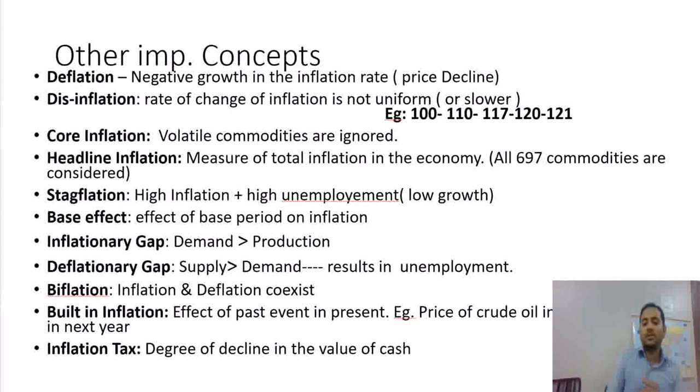Biflation, bi means two, inflation and deflation coexist. And built-in inflation, because of any past event. If inflation is rising in this year, let's take an example. This year price of petrol is very high, so transportation cost will be higher, but all these costs are added in the production cost of the item that I will be selling next year, as a manufacturer. So the product, when I launch it into the market next year, its price will be high. So you as a common public will face the inflation next year because of the event that is happening this year, that is the increase in price. That is called built-in inflation.